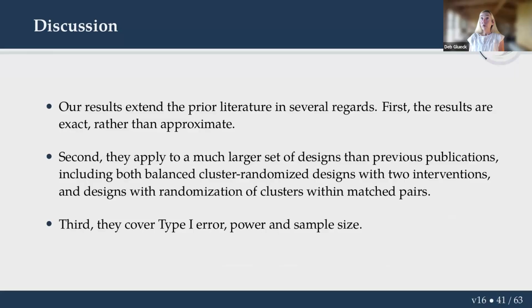Our results extend the prior literature in several regards. First, our results are exact rather than approximate. Second, they apply to a much larger set of designs than previous publications, including both balanced cluster randomized designs with 2 interventions and designs with randomization of clusters within matched pairs. Lastly, our results cover type 1 error, power, and sample size.